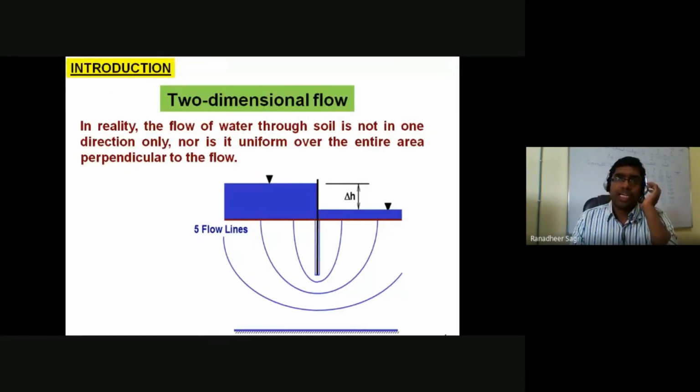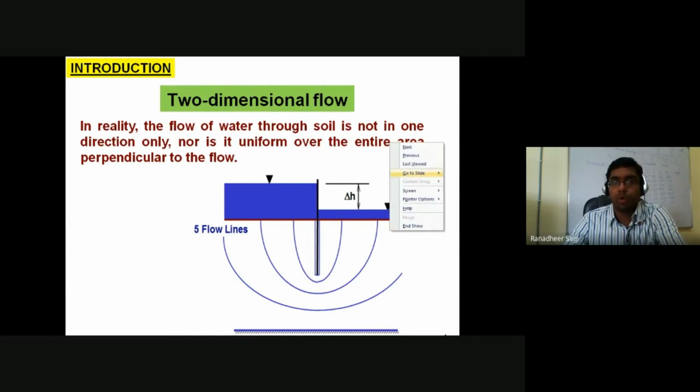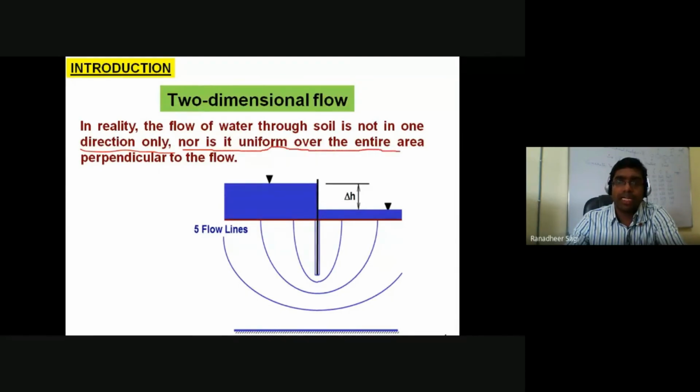But when it comes to reality, we are mostly not going to come across only one-dimensional flow through the soil. What you will most commonly come across is flow happening in two-dimensional space. In reality, the flow of water through soil is not in one direction only. Rather, the flow takes place in two-dimensional space, and it is not a uniform flow over the entire area of cross section which is perpendicular to the flow.